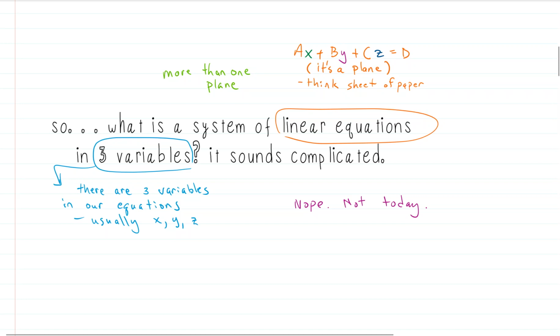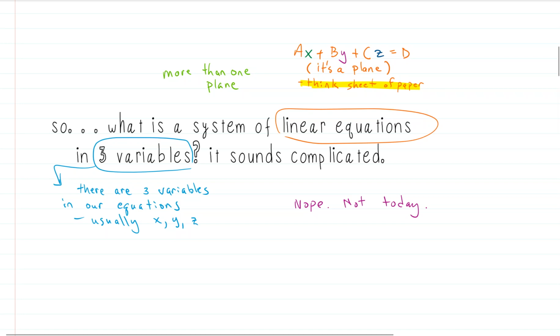Because they're all linear, this means we have a plane, which is like an infinite sheet of paper in three-dimensional space. So think in your head, you're holding up a sheet of paper in your hand, and you're in a room, and that sheet of paper just extends in all directions. So not too bad, right?